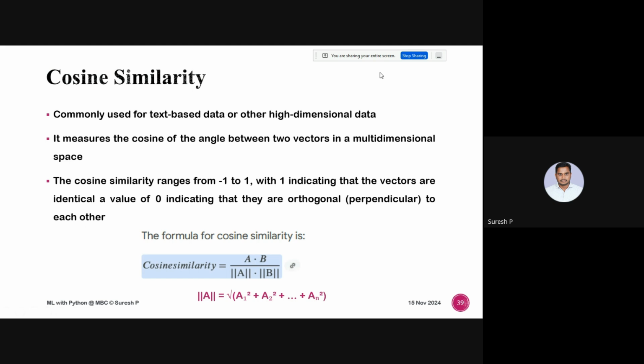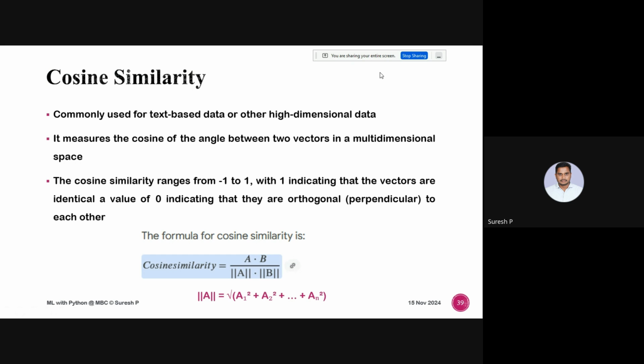The next one is cosine similarity. Whenever we have high dimensional data, this is very important. It is mainly used for text-based data or other high dimensional data. It measures the cosine of the angle between two vectors in a multi-dimensional space. The cosine similarity ranges from -1 to 1, with 1 indicating that the vectors are identical and 0 indicating that they are perpendicular to each other.